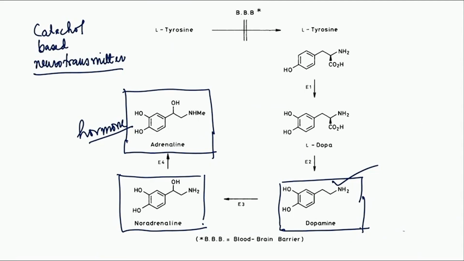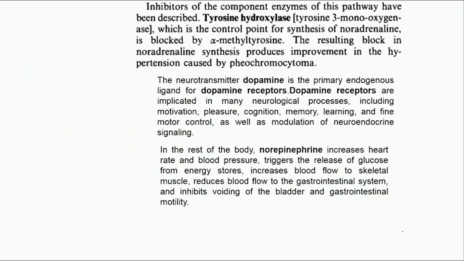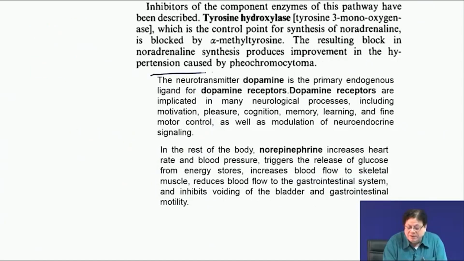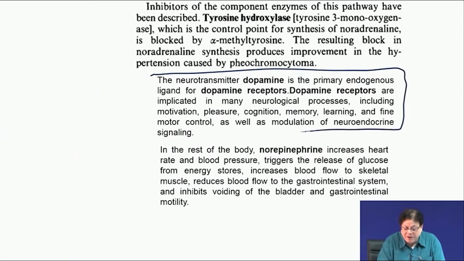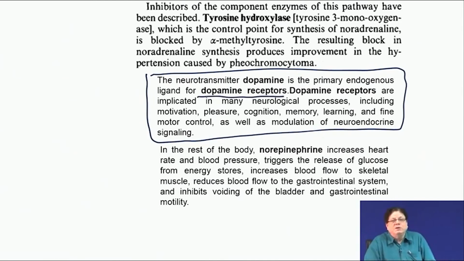Then you have the problem. Now, the question is what these neurotransmitters do in the body. So, the neurotransmitter dopamine is a primary endogenous ligand, endogenous meaning inside, for dopamine receptors. Like all neurotransmitters, they work by binding to a receptor, but these receptors are very characteristic of the type of neurotransmitter that you have.